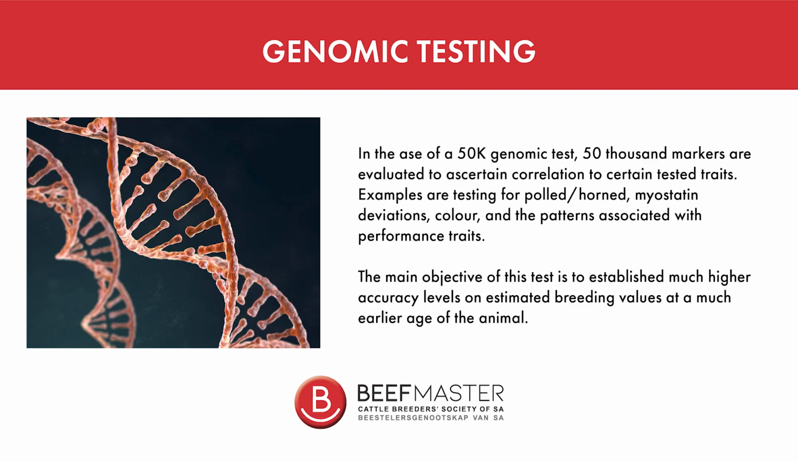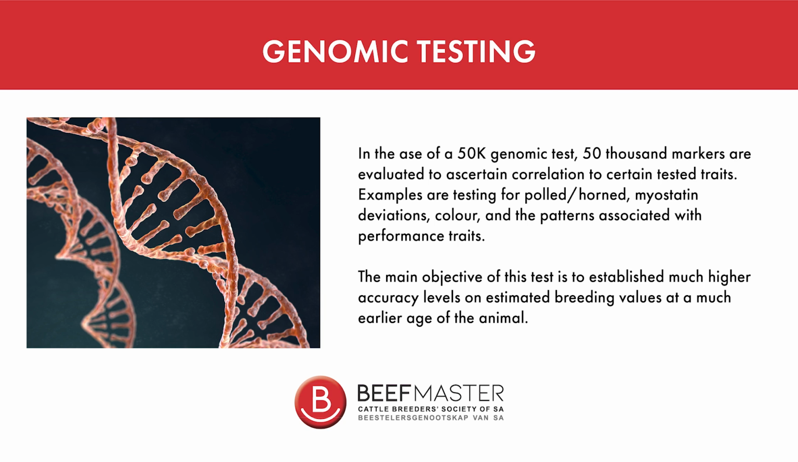The genomic DNA analysis is a lot more complicated. In the case of a 50K test, there are 50,000 markers being analyzed. These markers can be used to analyze parentage, but also the relationship with many known markers associated with performance traits. This information is included in the performance analysis of the animal.